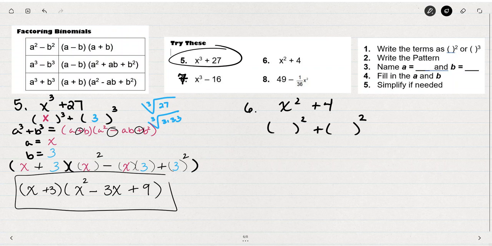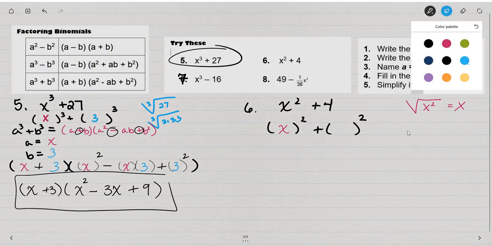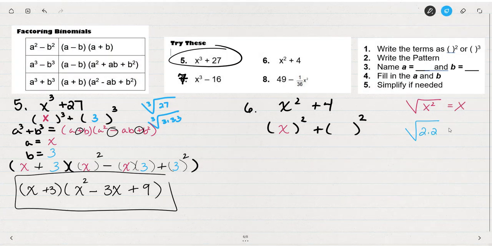This next one is an interesting example. If I follow the steps, if I write the terms as perfect squares, that's easy enough. The square root of x squared is x, and the square root of 4 is 2, since 2 times 2 is 4. So I can write that out, but write the pattern. Well, which pattern is it? It's squares, so it can't be either of these two. But the problem is it's not this one either, because this is a sum. Which pattern out of the 3 does number 6 follow?